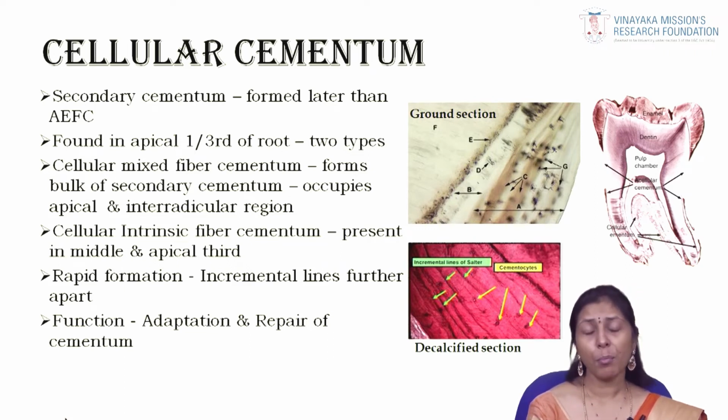Cellular cementum is formed at a faster rate. Because it is formed at a faster rate, there is entrapment of cementoblast cells within the cementum, and those cells we call cementocytes. Not only do cementoblasts get entrapped, a large amount of cementum is formed. So the resting lines are wider apart, that is, the incremental lines of Salter are placed wider. The main function of cellular cementum is adaptation and repair of cementum.